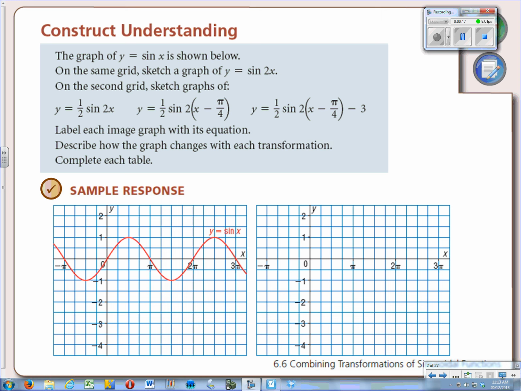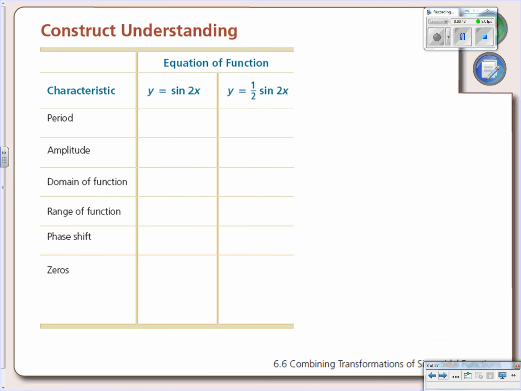So here we go. We have the graph of y equals 1/2 sine of 2x, and then it progresses to y equals 1/2 sine of 2 with a phase shift, x minus pi over 4. And then the last function, 1/2 sine 2x minus pi over 4, minus 3. There are 4 changes taking place on the sine graph. To help you with this procedure, we've got a chart at the bottom of the page that allows you to identify some characteristics. Okay, so I'm going to fill this chart out first.